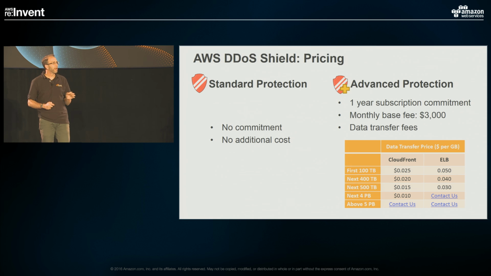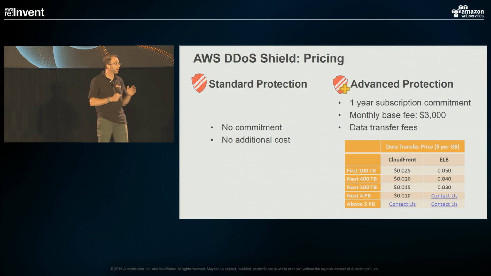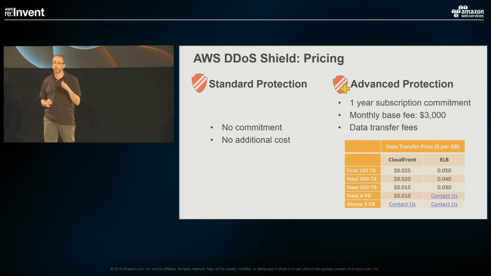And then on top of that, there are charges for data transfer. This only applies for CloudFront or for Elastic Load Balancing resources. The CloudFront data transfer costs start at 2.5 cents per gigabyte and scale down from there as your volumes go up. And for Elastic Load Balancing, whether that's Classic Load Balancer or the Application Load Balancer, they start at 5 cents per gigabyte. And again, the cost goes down as your volumes go up.